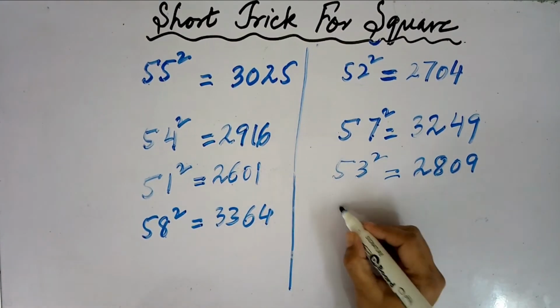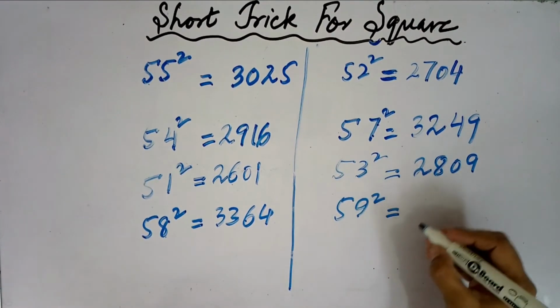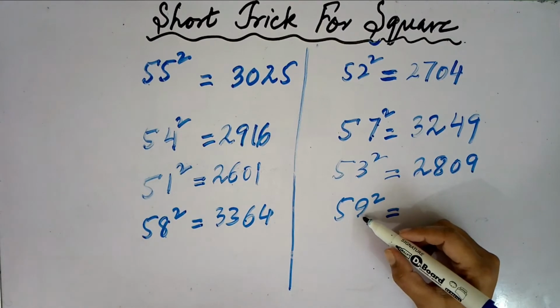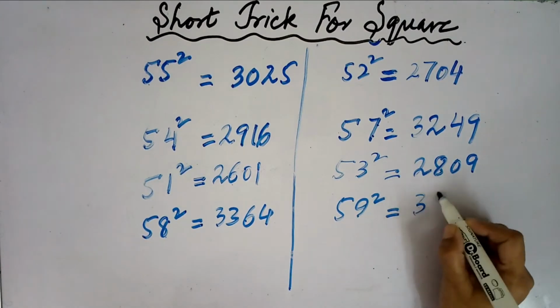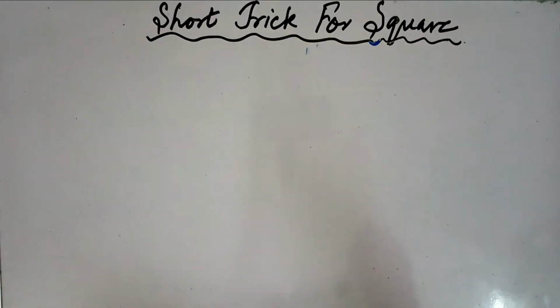Now I am taking 59. How will we solve that? 59 square would be 9 in 25. What would it be? That would be 34, and 9 9s are 81. Now we have done the short trick when the numbers are more than 50 and less than 60.